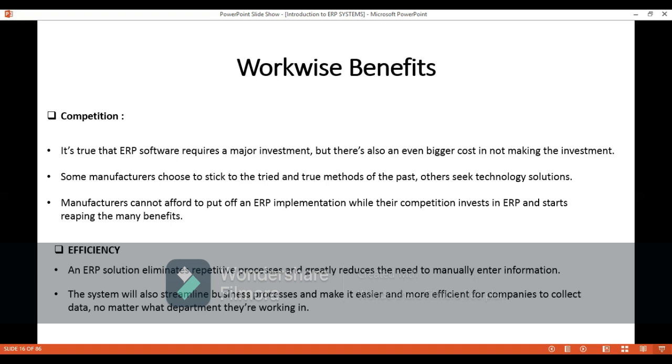So we're saying that manufacturers cannot afford to put off their ERP implementations while their competition invests in the ERP and starts reaping the benefits. So efficiency, it's very important to be dynamic, right? It's very important to be liquidized, right? So ERP solutions eliminate repetitive processes, right, and reduce manual entry of information.